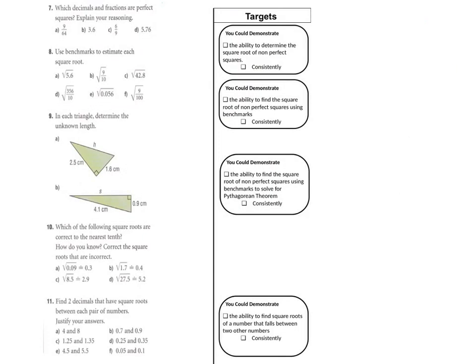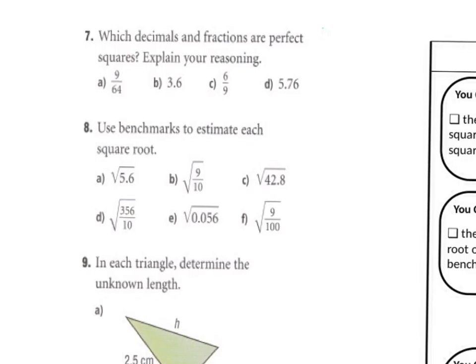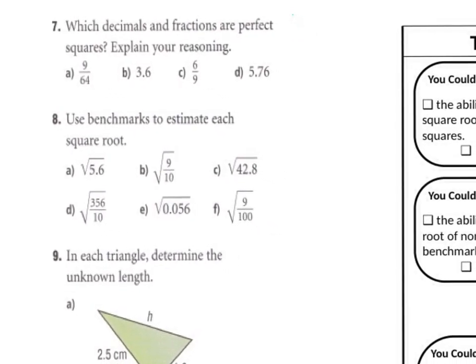So on question 7, which decimals are perfect squares? Explain your reasoning. All you have to do is find the square root of them. If it gives you a perfect square, then it is a perfect square. So let's look at this one. 9 over 64. Can I write that as 3 squared over 8 squared? Yep. So this is a perfect square.